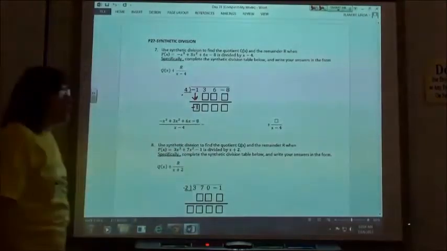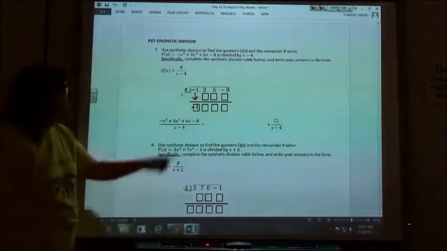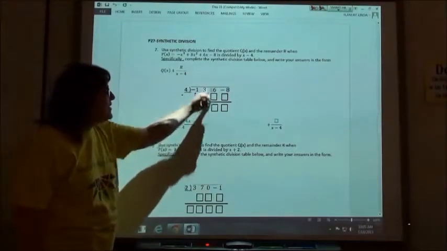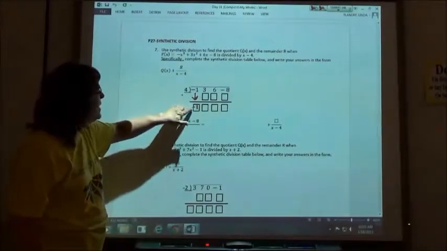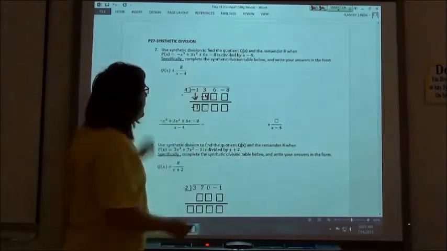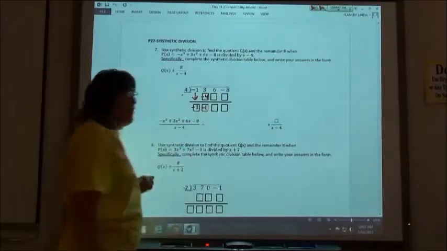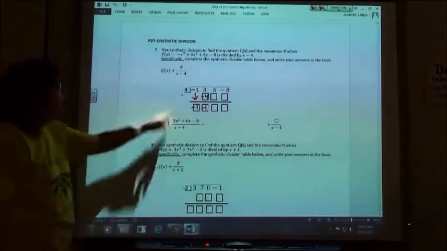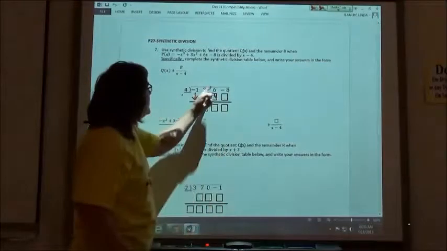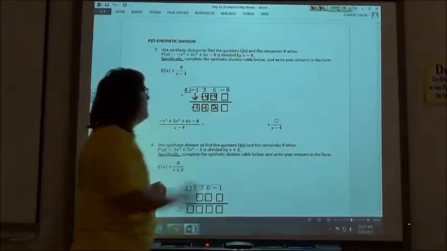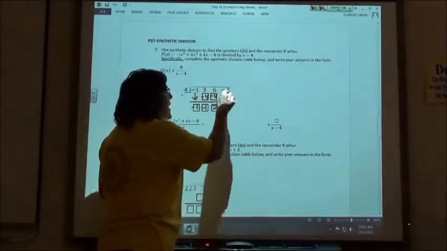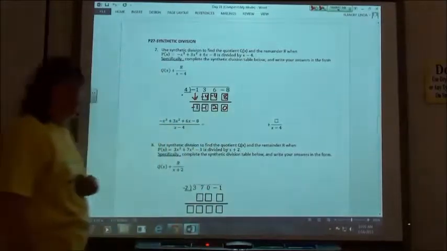Almost fits in my box, so that's going to stay negative 1. Then what we're going to do is multiply, put the answer up here, and add, and just keep going through there. So 4 times negative 1 is negative 4. Our 3 plus our negative 4 is a negative 1 in that bottom box then. 4 times negative 1 again is negative 4. 6 plus negative 4 is 2. 4 times 2 is 8. Negative 8 plus 8 is 0.